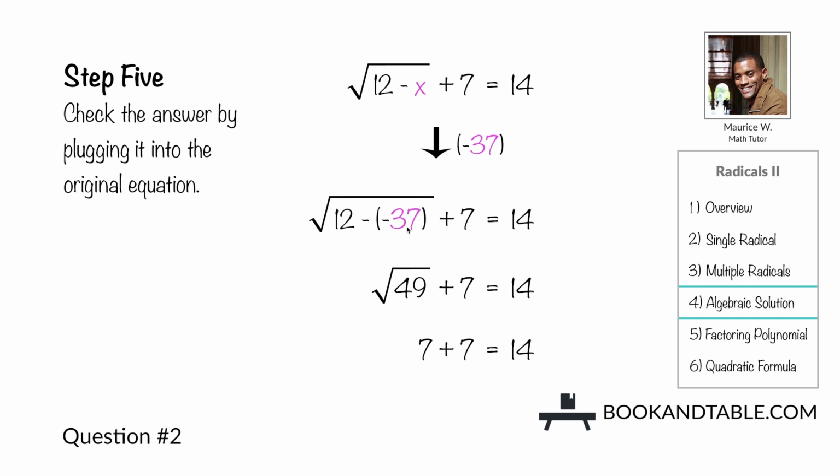12 plus 37 gives you 49. The square root of 49 is equal to 7. 7 plus 7 does equal 14. So since the left side equals the right side, this confirms that x does equal negative 37.